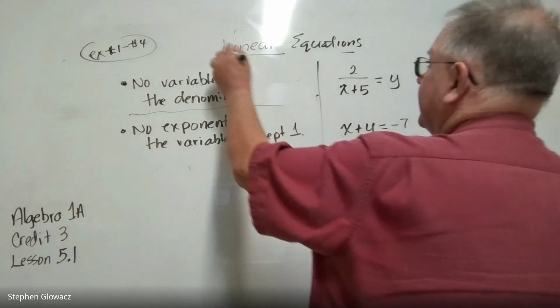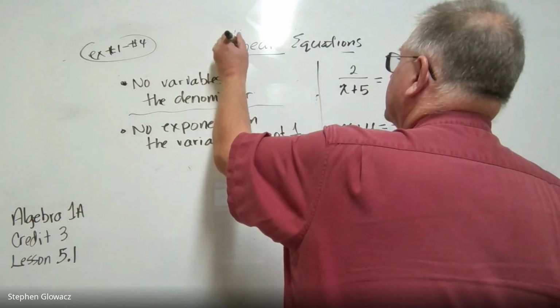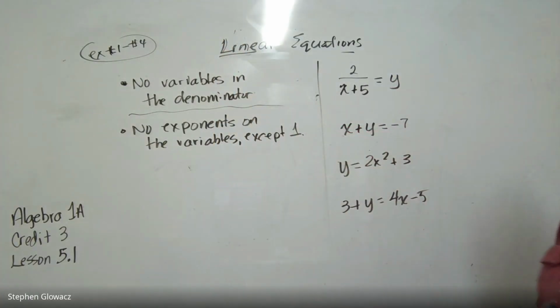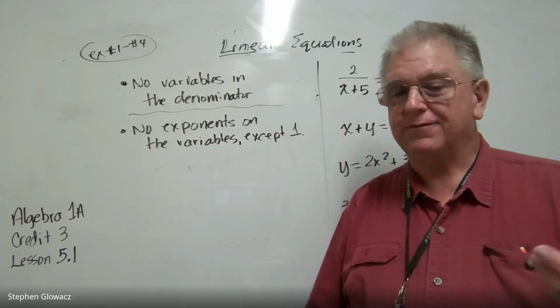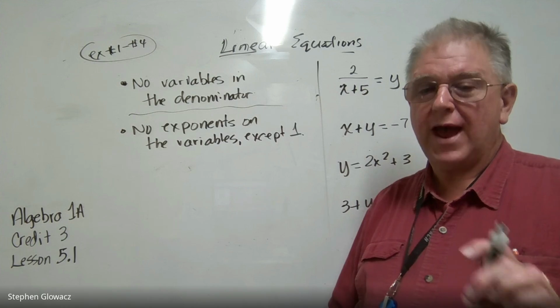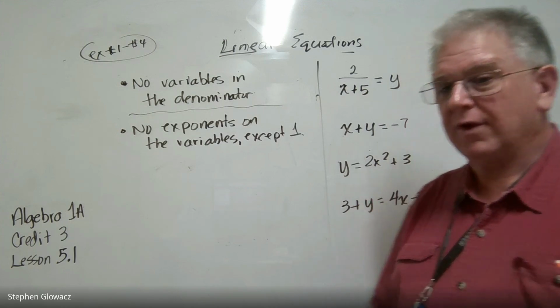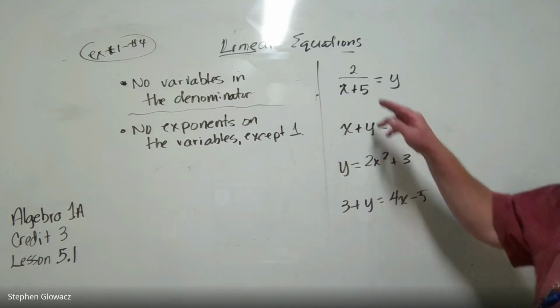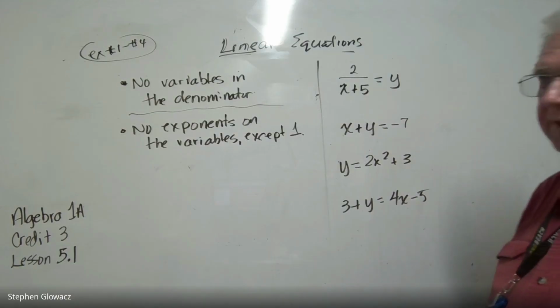Notice in the word linear, the root word is line. And so what we mean by a linear equation or function is a function or equation whose graph would be a straight line. And again, we're not going to graph these, at least not yet, but we're just going to identify that from the equation.